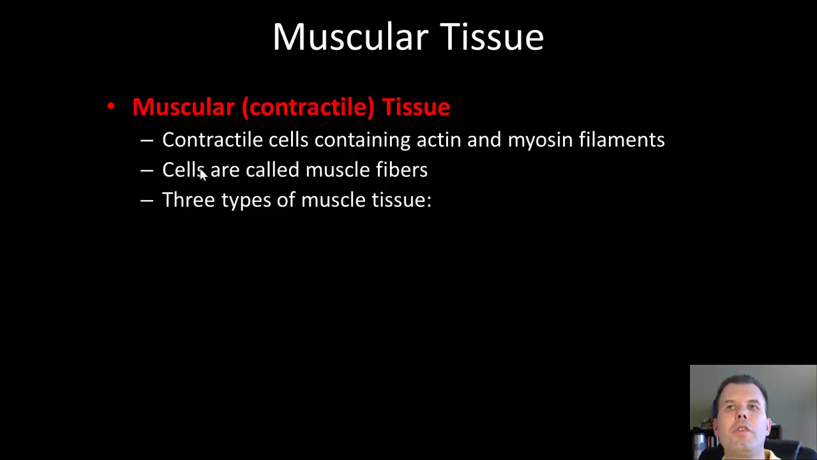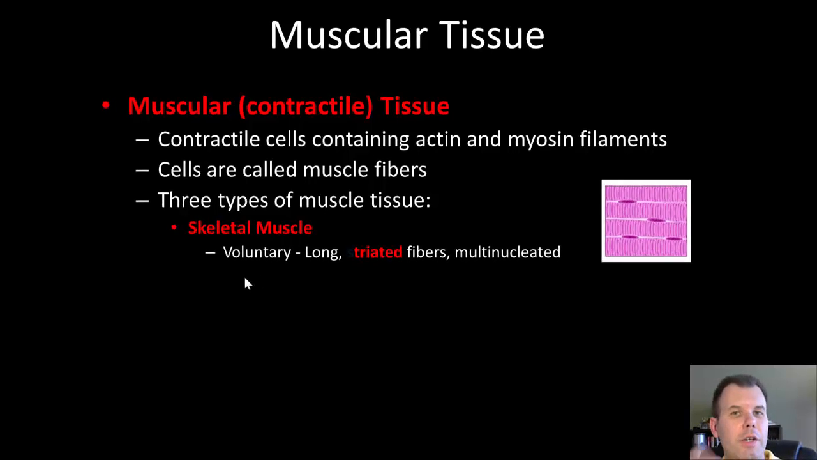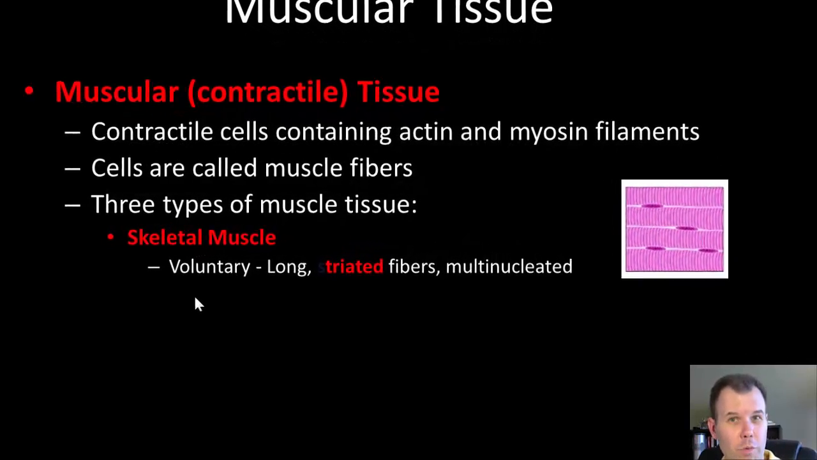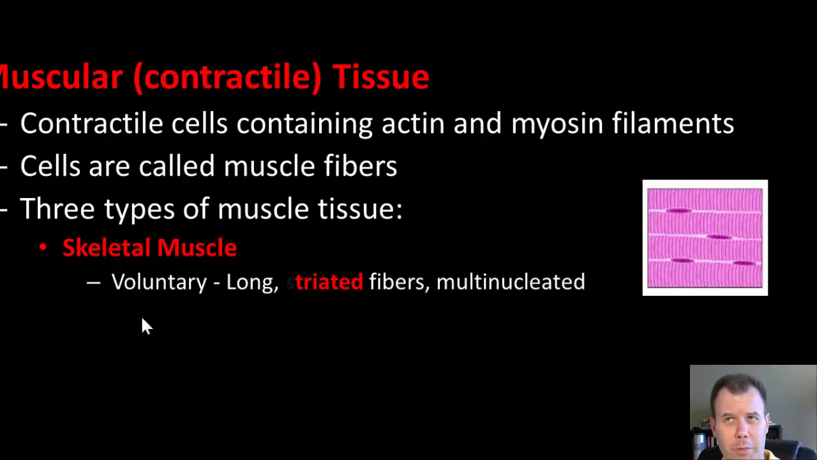All right, so the next type of tissue we're going to talk about is the muscular, and the muscular is divided into three different types, okay? Muscular is contractile tissue because it contracts using the actin and myosin filaments. The cells are called muscle fibers, and there are three types. You have the skeletal muscle, which is voluntary. Voluntary meaning we have to think about it to move. In order for me to move my hands, I have to think about moving my arms and my hands.